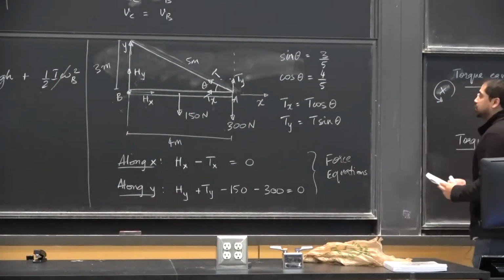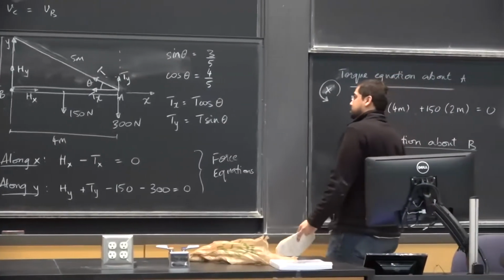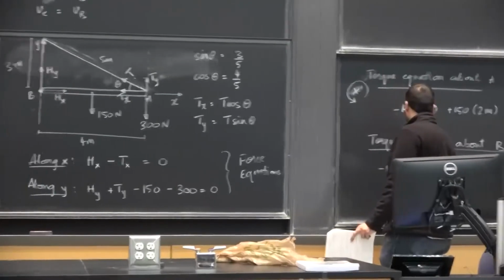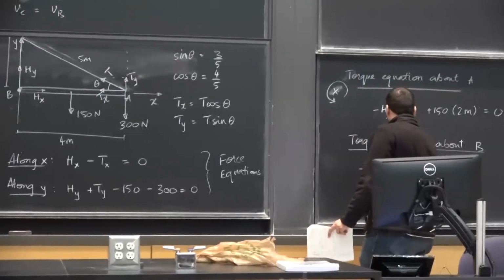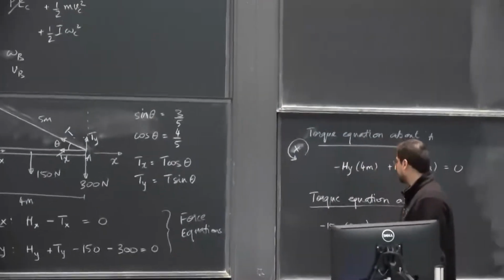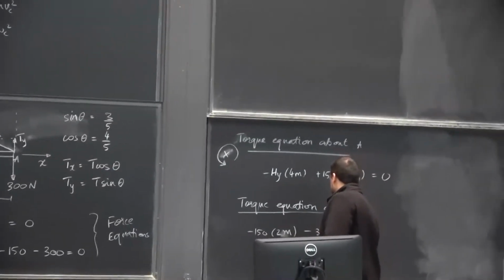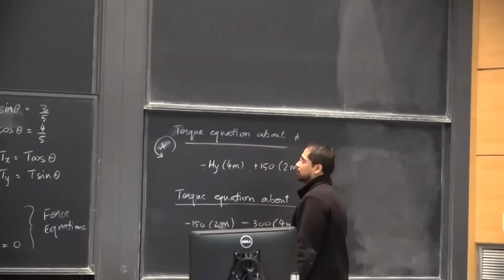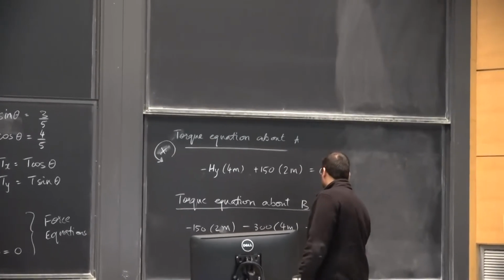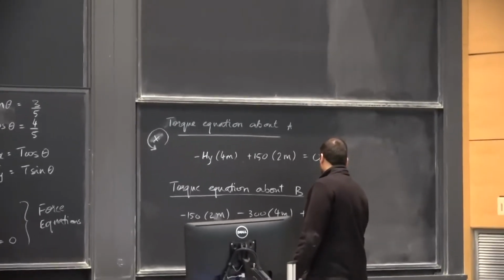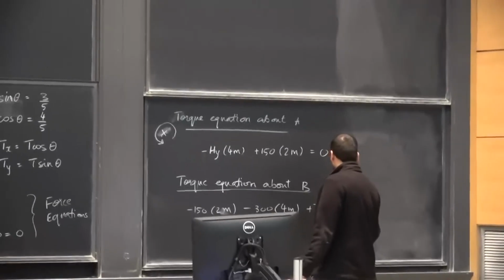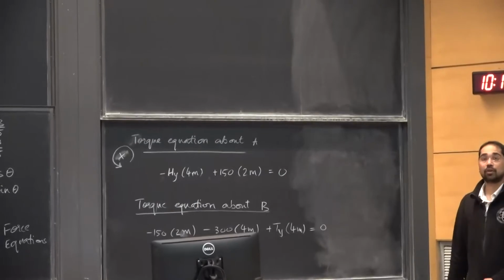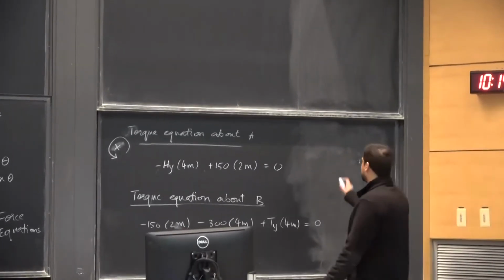So you can write down a torque equation about B. So you have a minus 150 acting 2 meters away from the point B, minus 300 acting 4 meters away from the point B, and plus Ty acting 4 meters away from the point B. Again, it's not really spinning, so the torque must be 0. Now you only pick one of these.